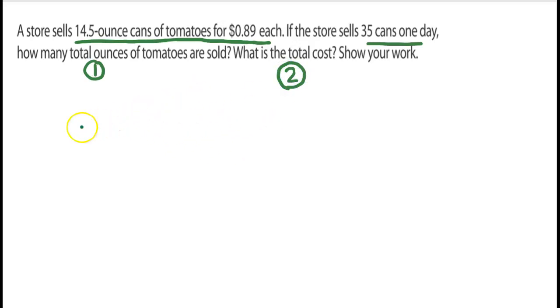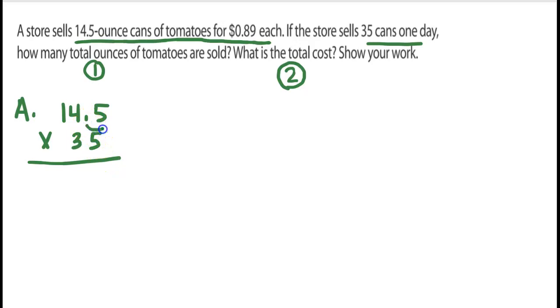There's two parts. Okay, so I'm going to label this part A. So it wants to know if a store sells 35 cans one day, how many total ounces of tomatoes are sold? Okay, well that's simple. All I have to do is multiply my 14.5 ounce cans by 35. Because I sell 35 in one day, and we know that they're 14.5 ounces. How many are sold? We could add 14.5 35 times, but that would be inefficient. It's easier just to make this a whole number and multiply.